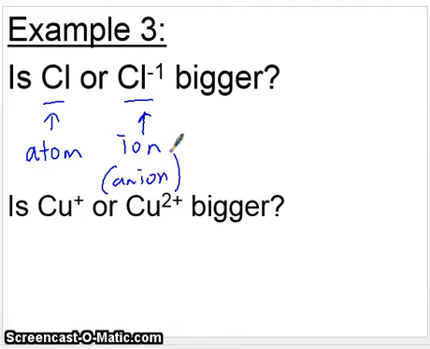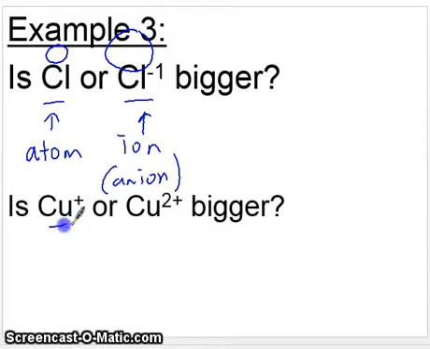Now because anytime you gain electrons, electrons add to the outside of the atom, chlorine will actually be smaller and this chlorine ion will actually be bigger. The difference won't be that huge, but it'll be very noticeable. So if this chlorine atom is this big, this chlorine ion will probably be roughly that big. So the size increases if you add electrons.